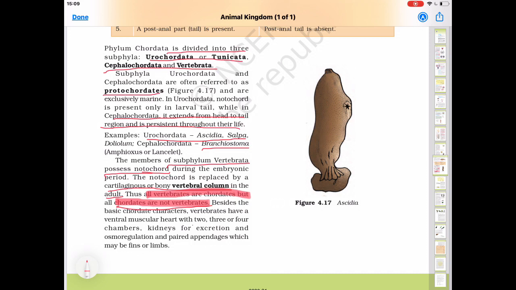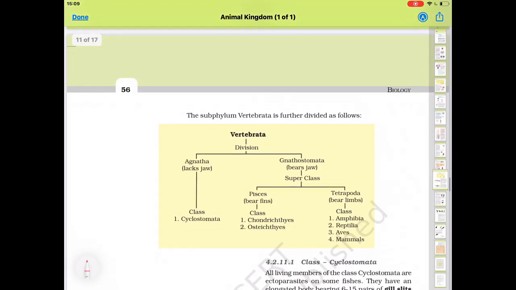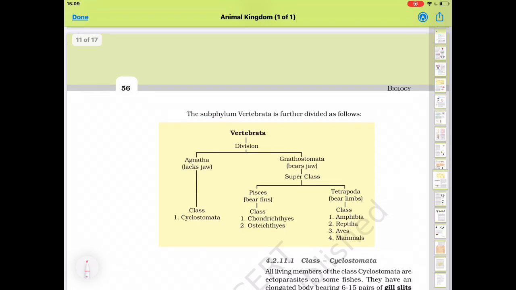kidneys for excretion and osmoregulation, and paired appendages which may be fins or limbs. So on the next page it is shown that the subphylum Vertebrata is divided into two parts, Agnatha and Gnathostomata. Gnathostomata again can be divided into two, Pisces and Tetrapoda. Pisces have two classes, chondrichthyes and osteichthyes, whereas Tetrapoda has amphibians, reptiles, aves and mammals.